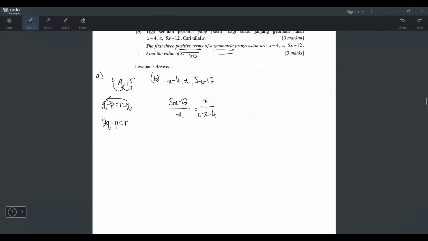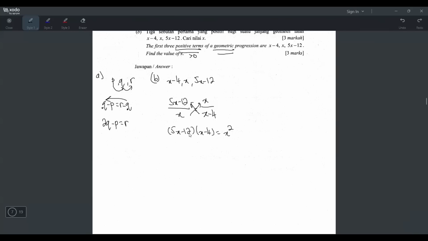Okay, now you can cross multiply, because you have something over something equals something over something. It means you have a single fraction on both sides, so you can perform the cross multiplication. When you perform it, it becomes 5x minus 12 multiplied with x minus 4 equals to x multiplied by x, which is x square.